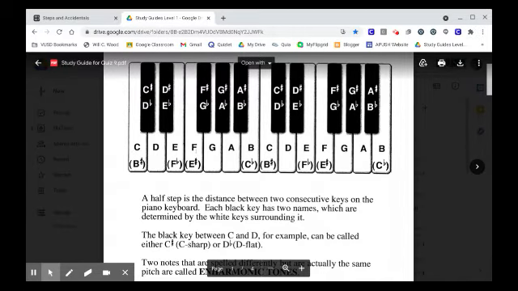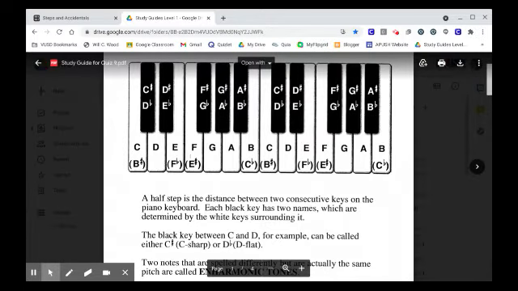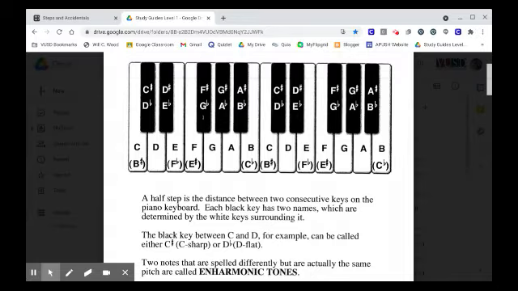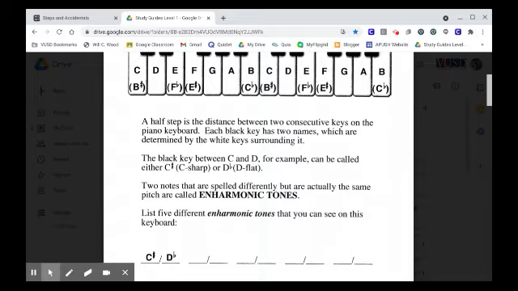Like I said, you can go from white key to white key, that would be a half step. This particular key to a black key would also be a half step. Or you can go from this black key to this black key, that would be a whole step. And from this white key to this other white key, that'd be a whole step. So like I said, the half step is the distance between two consecutive keys on a piano keyboard.